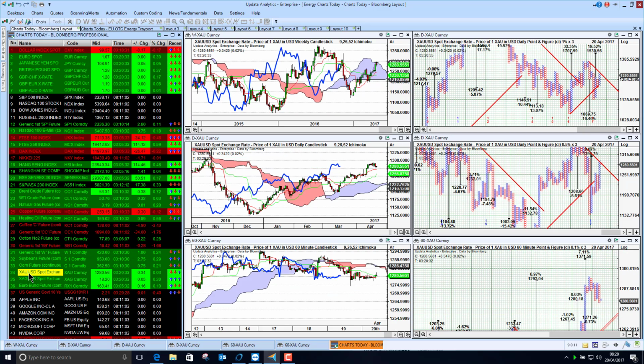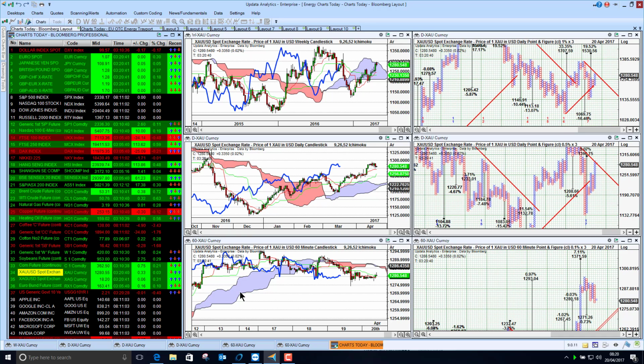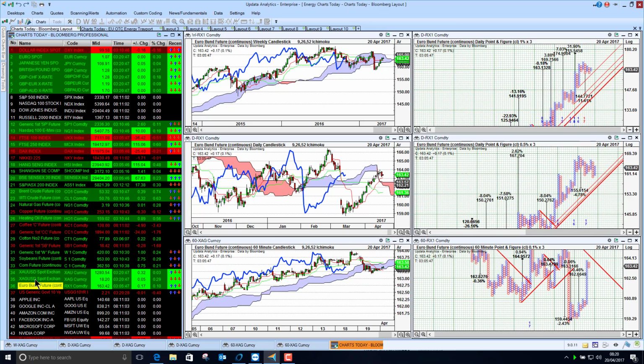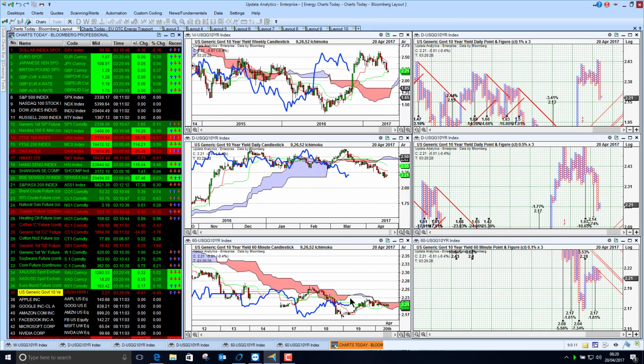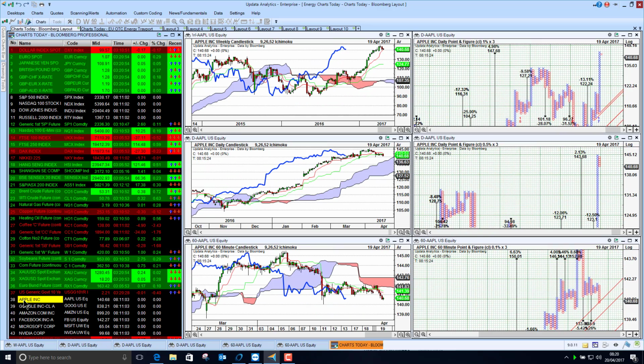Going straight to gold. Gold just turning a bit bearish in the short term here. Little downside target of 1271, but 1371 is still the big target, looking pretty bullish. Silver, just short-term weakness there as well, below the cloud. Looking at treasury yields, 2.2%. We're just holding that level at the moment.